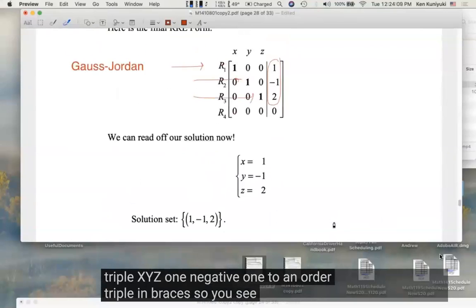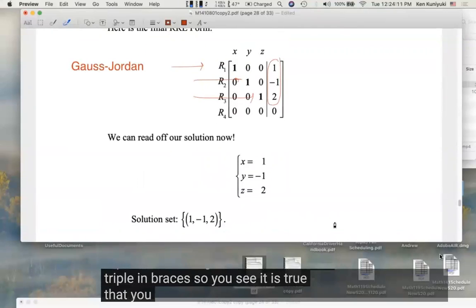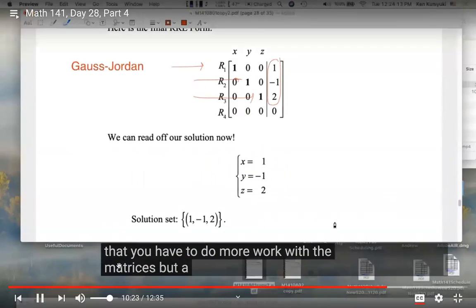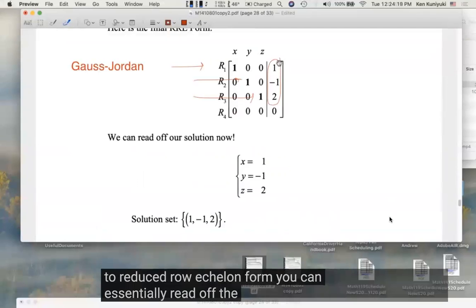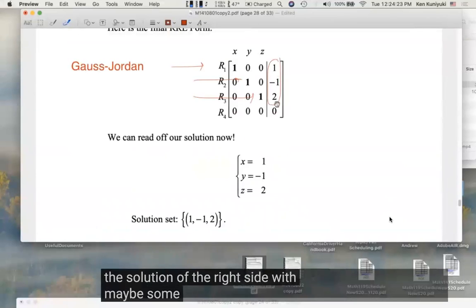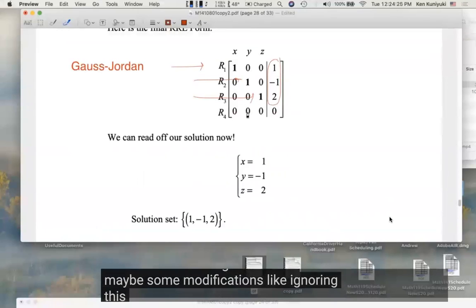So you see, it is true that you have to do more work with the matrices, but once you get all the way to reduced row echelon form, you can essentially read off the coordinates of the solution off the right side, with maybe some modifications, like ignoring this 0 row.